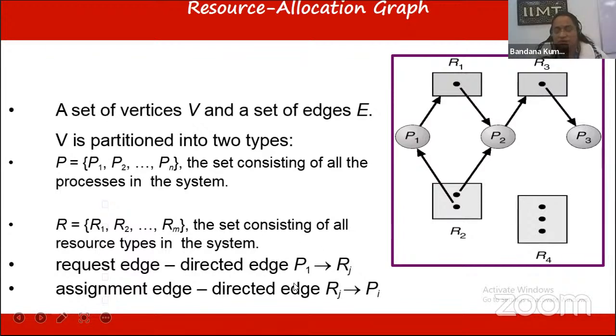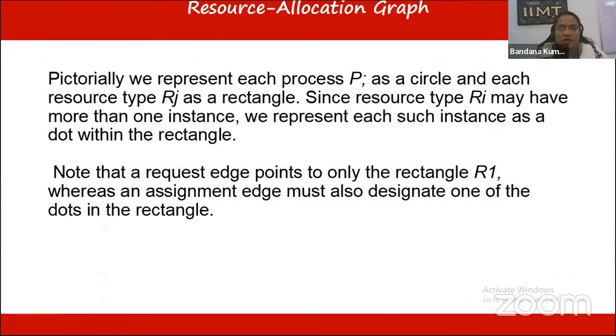P1 is a process that requests an instance of Rj. Pictorially, we represent each process P as a circle and each resource type Rj as a rectangle. Since resource type Rj may have more than one instance, we represent each such instance as a dot within the rectangle. Note that a request edge points only to the rectangle Rj, whereas an assignment edge must also designate one of the dots in the rectangle.